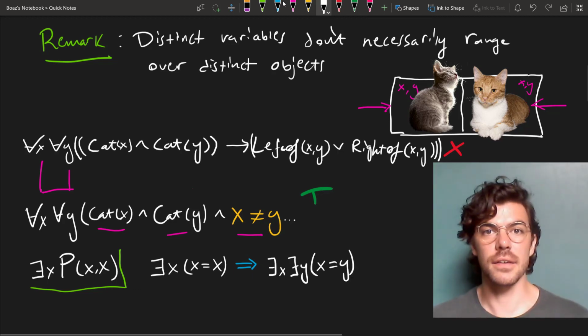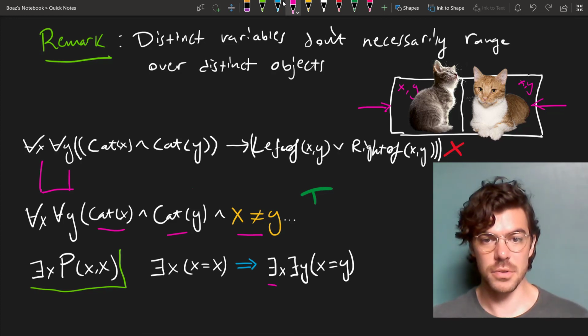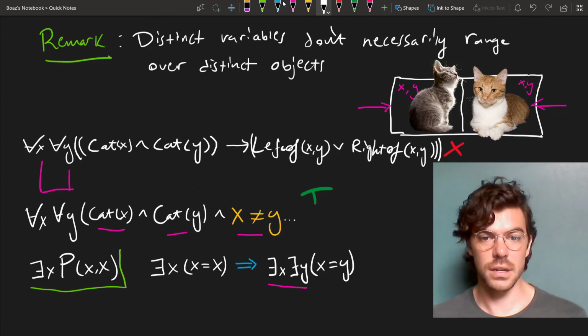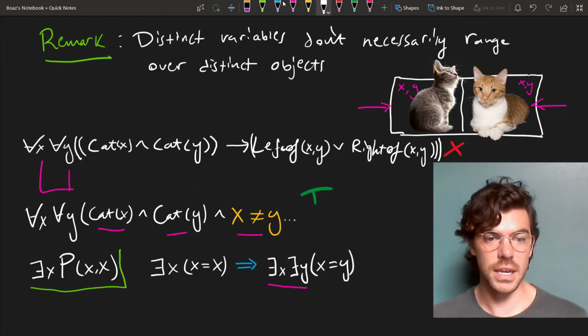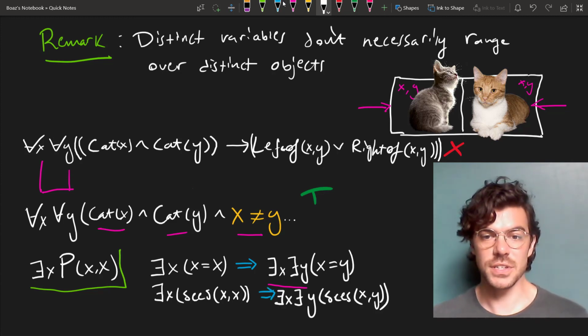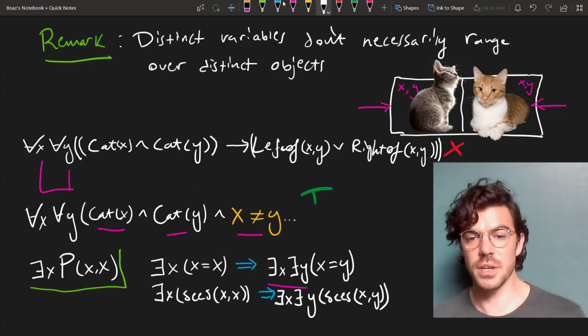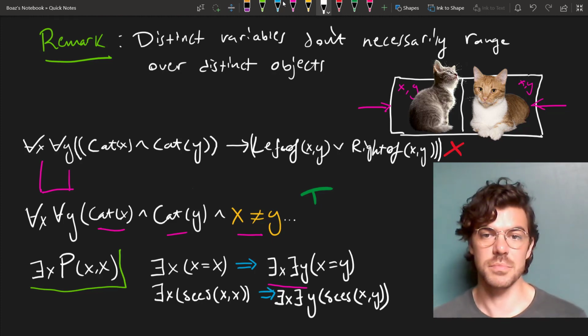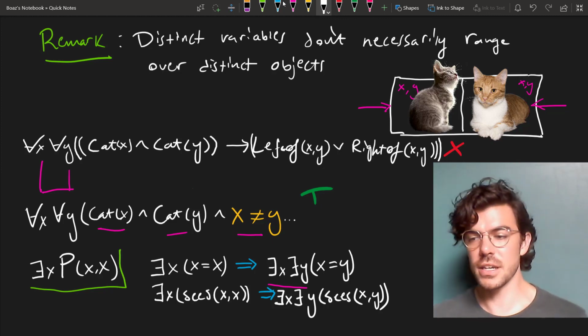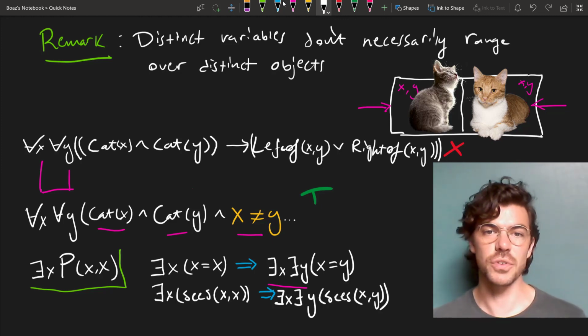So clearly then, although we have discrete variables, we're not talking about discrete objects. In this case, the implication would work the other way, but in some cases, it doesn't. For example, consider someone sees themselves. This implies someone sees something, but of course, just because someone sees something doesn't mean someone sees themselves. The main point, though, is just to be careful about distinct variables and not to let them hoodwink you into thinking that they're ranging over discrete objects.